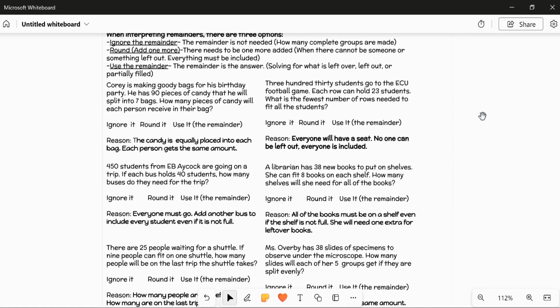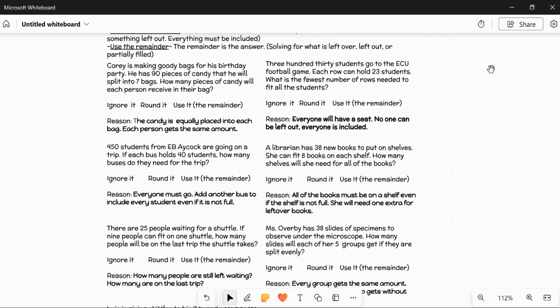In our examples, we have Corey is making goodie bags for his birthday party. He has 90 pieces of candy that will split into 7 bags. How many pieces of candy will each person receive in their bag? Looking at our three options, ignoring it, rounding it, and using the remainder as our answer, we go back to our question. They want to know how many pieces of candy will each person receive in the bag.